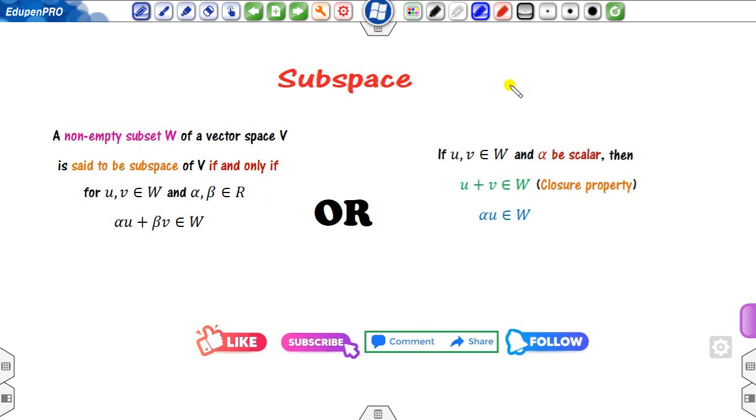Another way: if you have a subset, then take two elements; their addition is also part of it, and scalar multiplication also belongs to it. And the most important thing is that the 0 element must belong to W. That's why it is a non-empty subset.